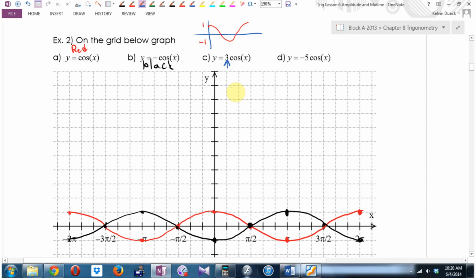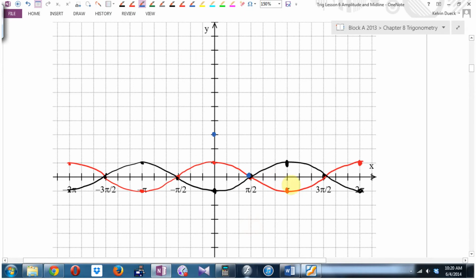It's going to change the amplitude. So I'm going to do this one in blue. You can try this on your graphing calculator, but I'm telling you, instead of starting 1 high, it's going to start 1, 2, 3 high. Still going to go through 0 there, but instead of going 1 down, it's going to go 3 down. Still going to go through 0 there, but instead of being 1 high, it's going to be 3 high. It's going to look like that.